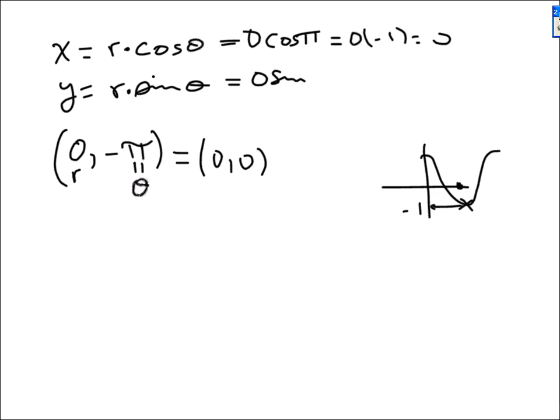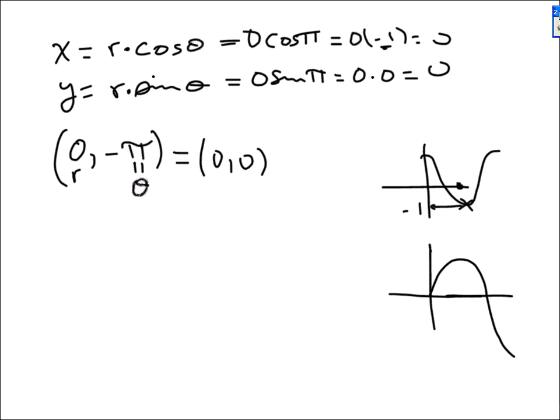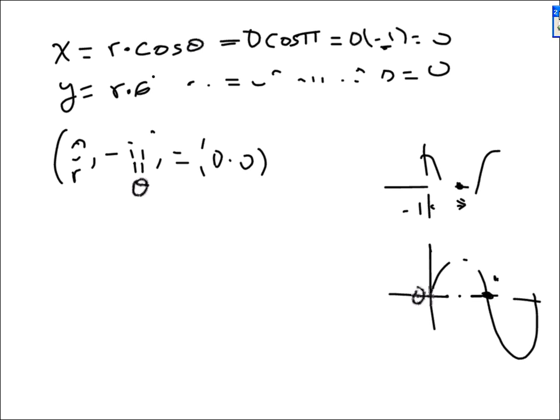0 times the sine of pi. Well, if cosine is plus or minus 1, sine will be 0. And let's just verify that. Pi is right there, and the graph is right there. The y value is 0 right there. Whenever r is 0, regardless of the angle, the rectangular coordinate will be 0, 0. Go to angle pi or negative pi and go out 0.